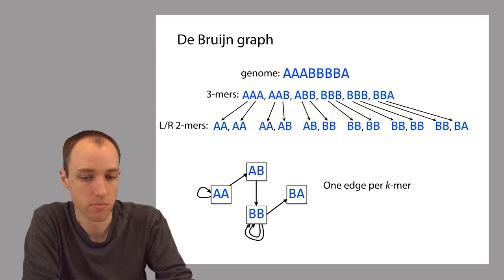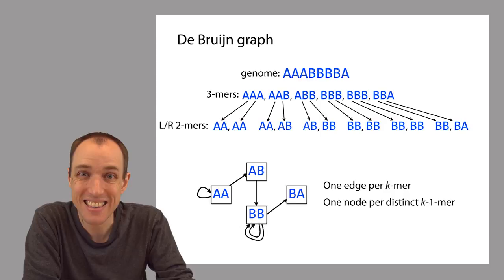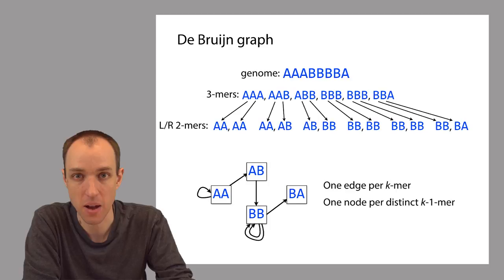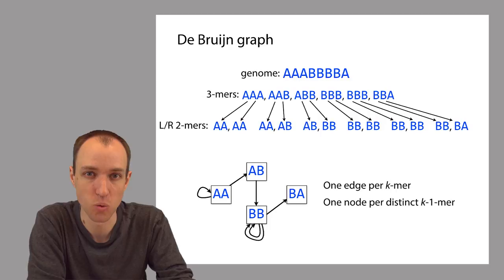And also, I'll note that there's a node for every distinct k-minus-1 mer. When we were adding the nodes and edges, if a k-minus-1 mer already had a node in the graph, we did nothing. But if it didn't have a node in the graph, then we added it. So at the end of the day, the nodes correspond to all the distinct k-minus-1 mers from the genome.